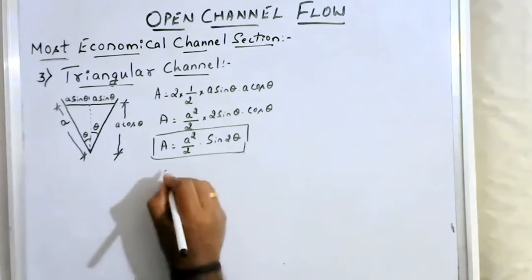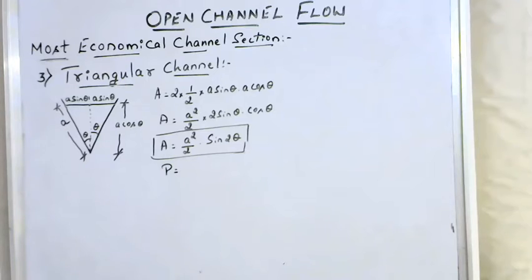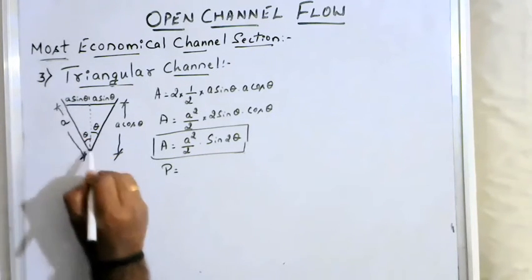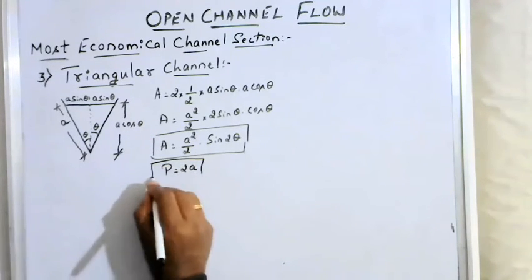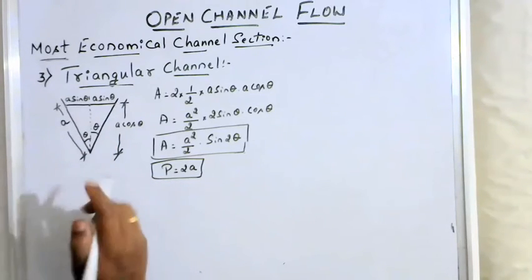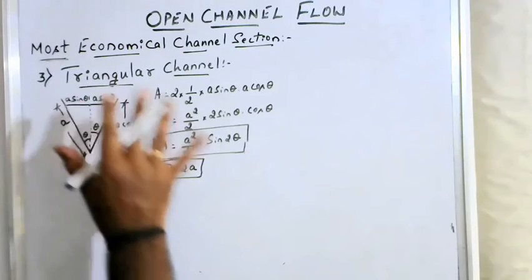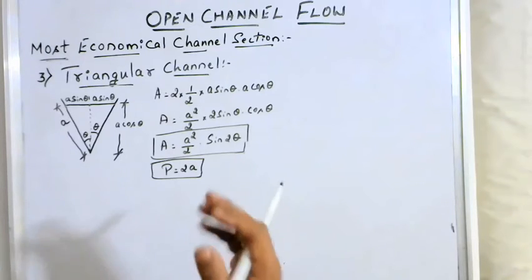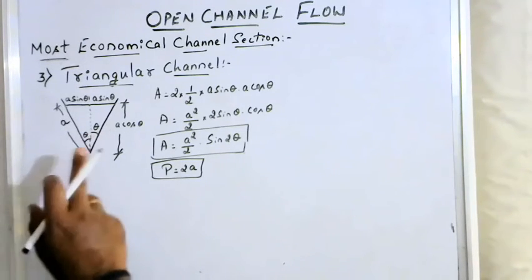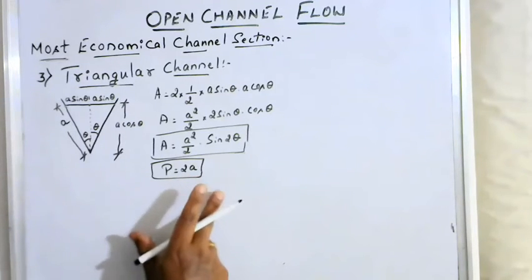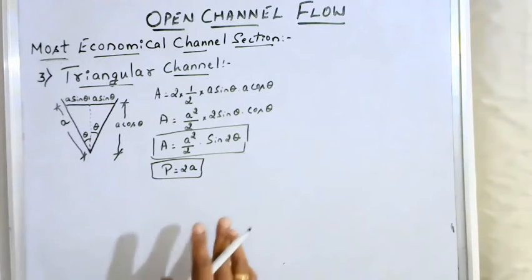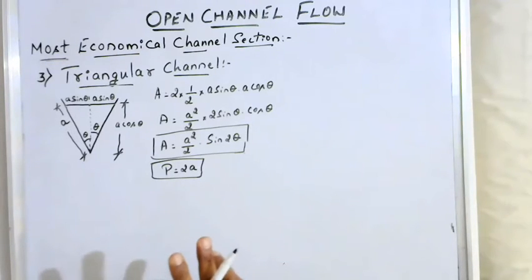Okay. Next, wetted perimeter is the distance of the channel boundary which is in touch with water. Each side is a, this is a, so it is 2a. But you observe in this channel, theta is predominant in the triangular channel section. In order to have the most economical channel section, this theta plays a very important role. So I can't use that section, that is P should be minimum. I'll use one more condition, that hydraulic mean depth should be maximum in order to get a maximum velocity.